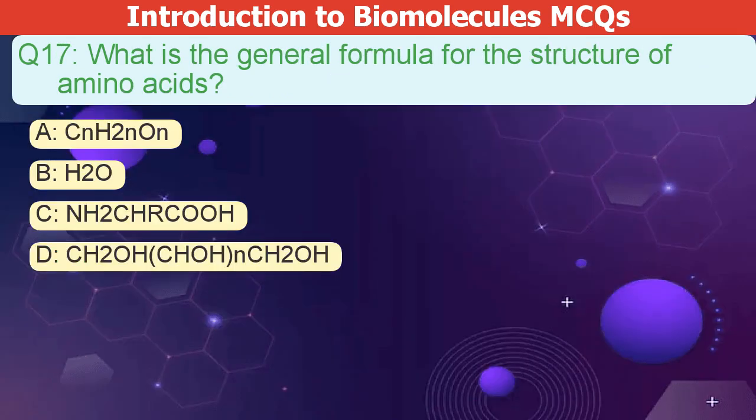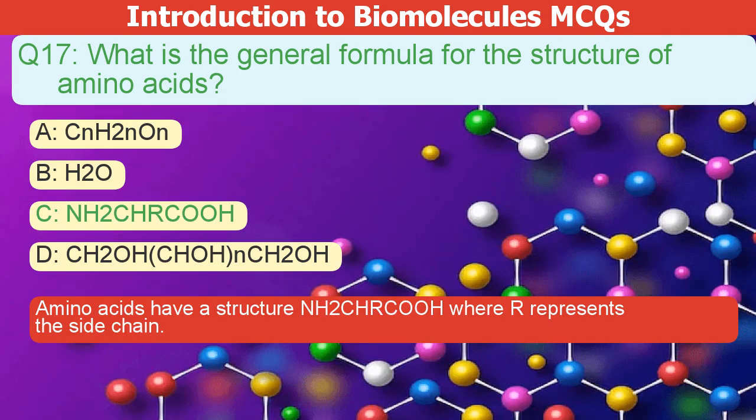What is the general formula for the structure of amino acids? A. CnH2nOn. B. H2O. C. NH2CHRCOOH. D. CH2OH, CHOH, NCH2O. The correct answer is C. Amino acids have the structure NH2CHRCOOH, where R represents the side chain.